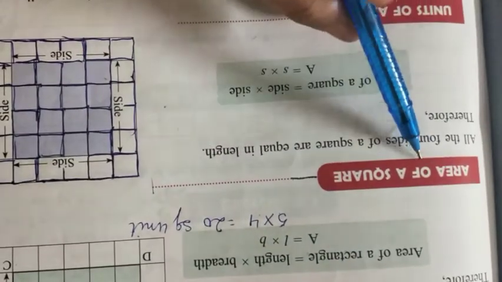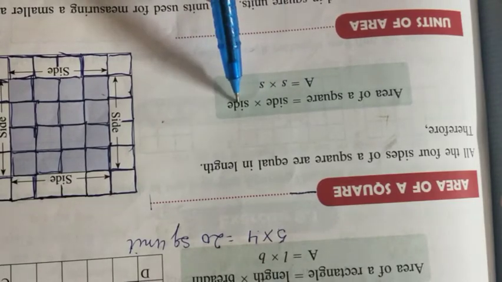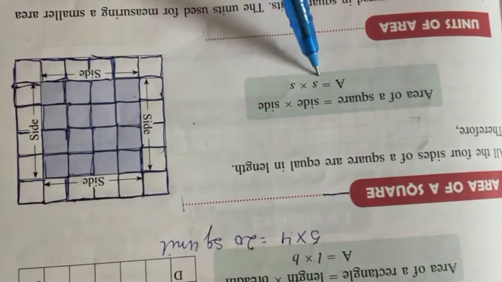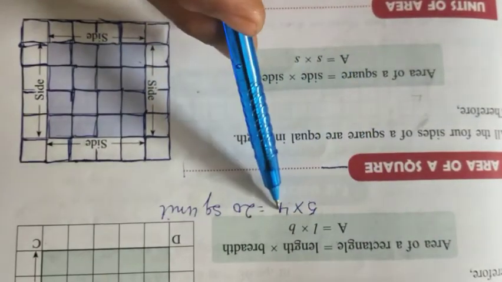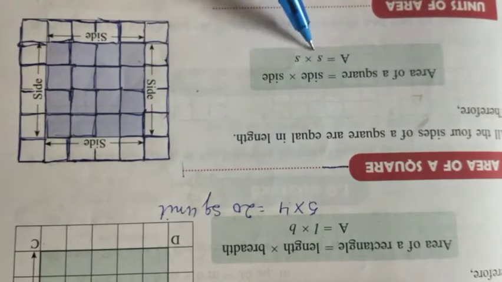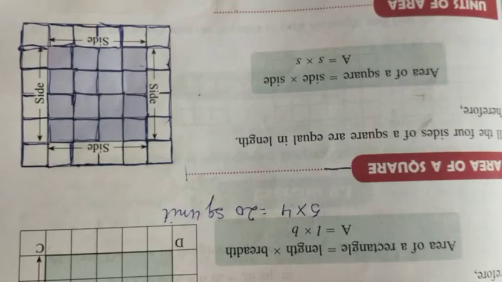Now area of a square. In a square all sides are equal. So we will write: area of a square is equal to side multiplied by side. Beta, why did we not write L multiplied by B? Because here in a square all sides are equal. So we have written side multiplied by side. So the formula for the area of a rectangle is L multiplied by B. For a square it is S multiplied by S, meaning side multiplied by side. You have to learn these two formulas.